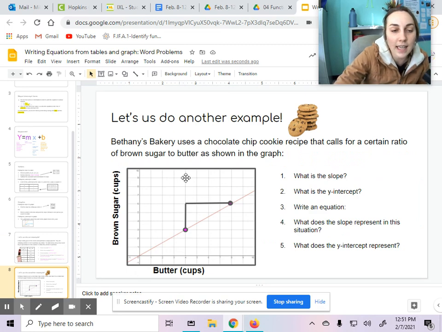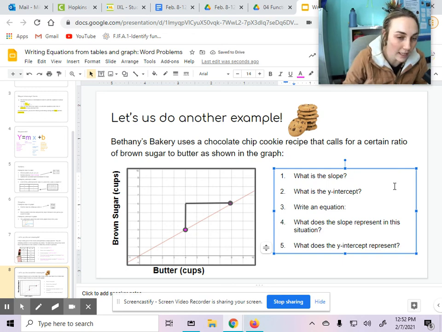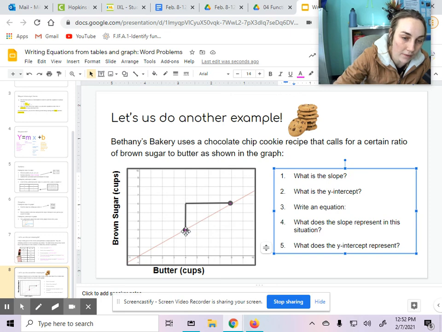And here's my last example. Bethany has a bakery, and she is using a chocolate chip recipe that calls for a certain ratio of brown sugar to butter, as shown in the graph. So we need to find the slope first. For a graph like this, we can use the rise over run to find our slope. I've already picked the 2 points for you, and I've already made our little right triangle right here.